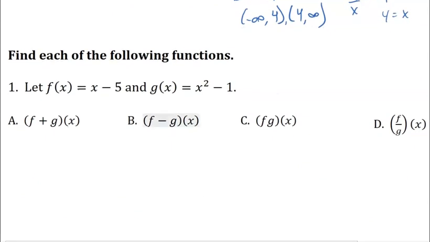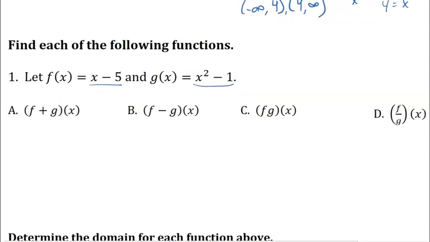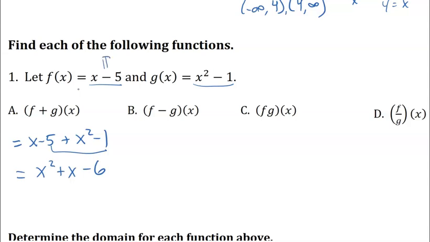Okay, now let's put some of the functions together. So we're starting with f of x is x minus 5, g of x is x squared minus 1, and we are applying these operations, okay? So first of all, f plus g of x is going to be f, which is x minus 5, plus g, which is x squared minus 1, and then I do have some like terms that I can combine, so I'm going to write this as x squared plus x minus 6, and then we stop there. Domain restrictions would be none because the domain of both of these is all real numbers. So we don't need to worry about that here.